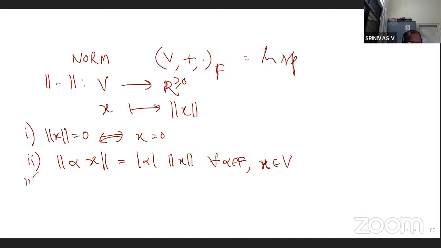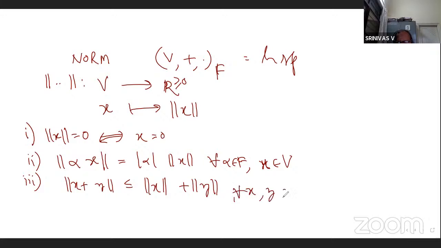And finally we want the triangle inequality. Norm of x plus y must be less than or equal to norm x plus norm y. Here x and y are any vectors.